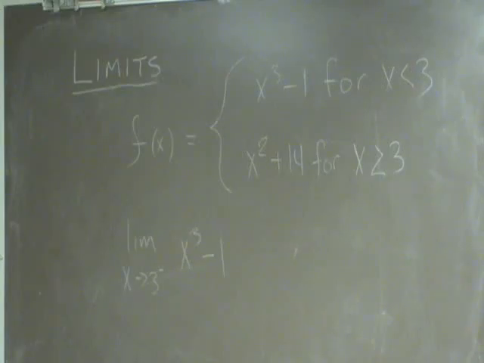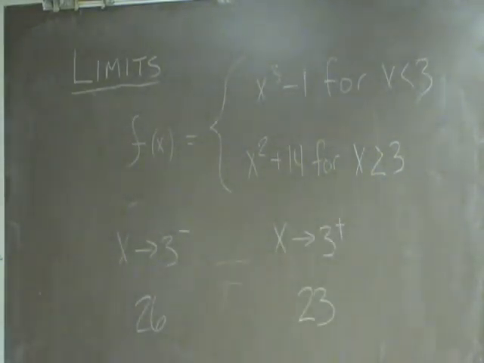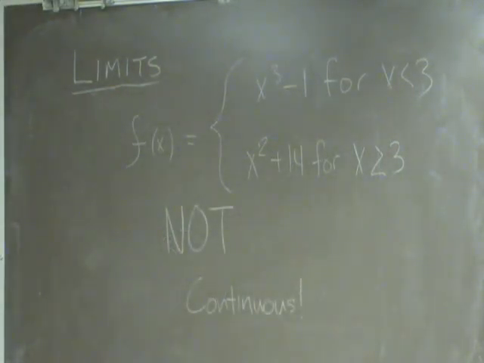To find out the limit from the left side, we plug 3 into x cubed minus 1, and we get 26. To find it from the right side, we plug 3 into x squared plus 14, and we get 23. Since those two numbers are clearly not equal, the limit does not exist at that point, which means the function is not continuous at that point.